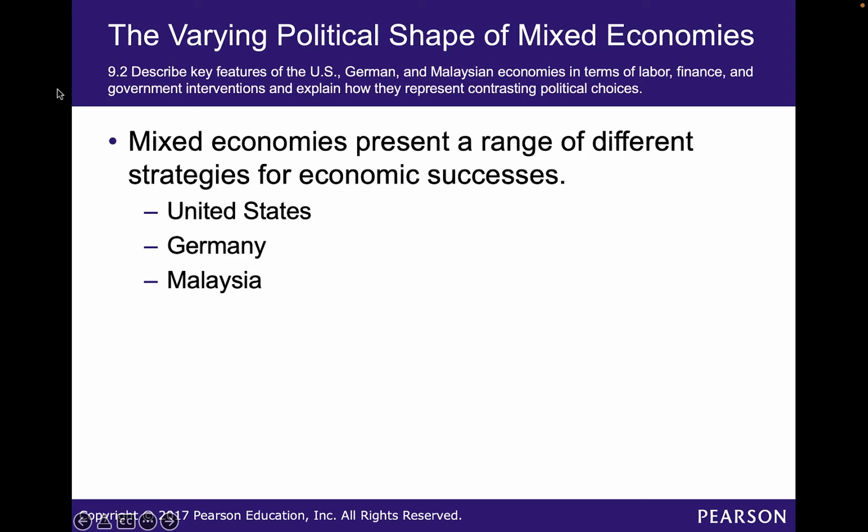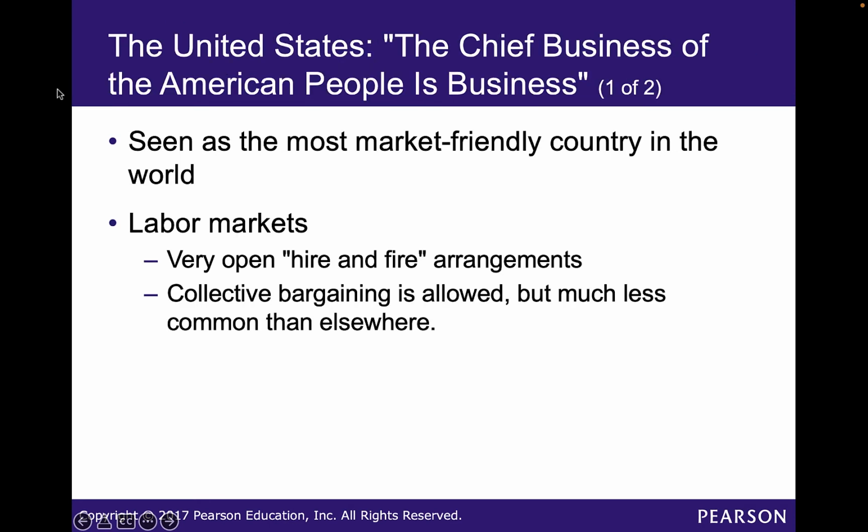So like we said, mixed economies present a range of strategies to be successful in the economic world. We're going to look at the United States, Germany, and Malaysia. These are also seen as the most market-friendly country here in the United States. We have open hire and fire arrangements. We are at-will employees at times, meaning that our employer can get rid of us at any given time as long as they follow a certain set of procedures.